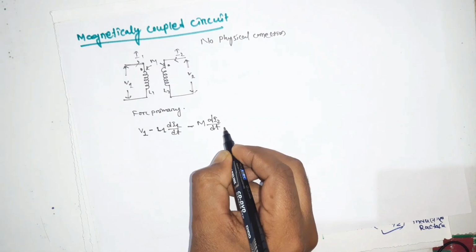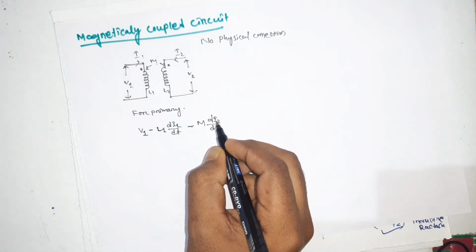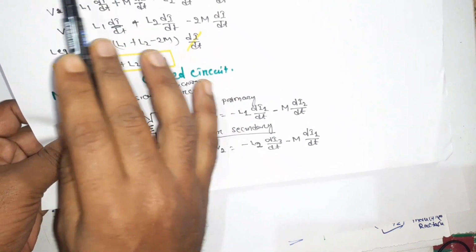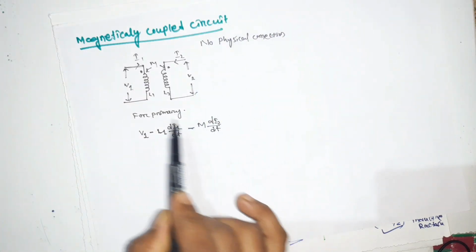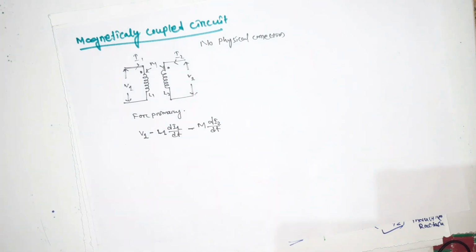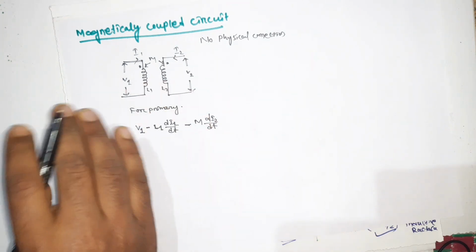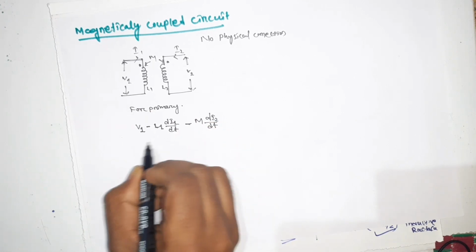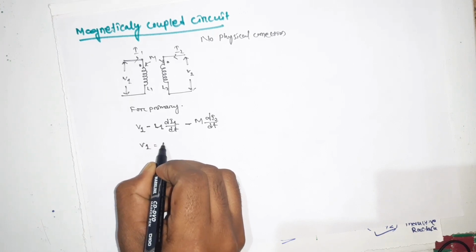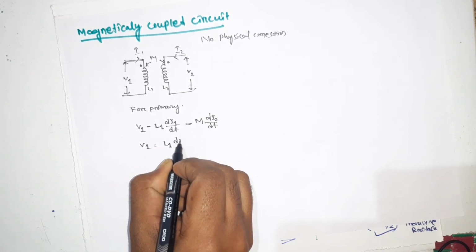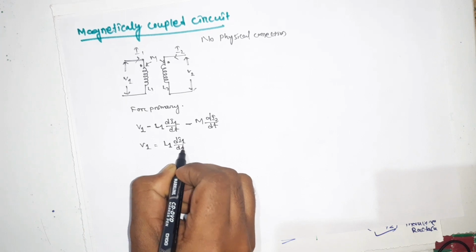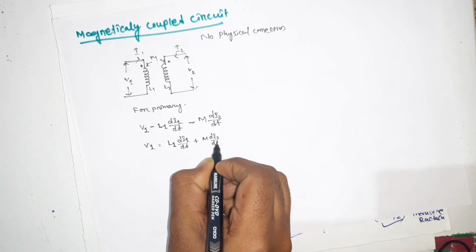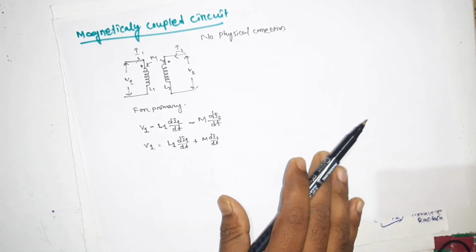by dt. In a series connection the same current flows, but here the coils are different, so the currents are also different. So we can write V1 equal to L1 di1 by dt plus M di2 by dt. This is the adding.